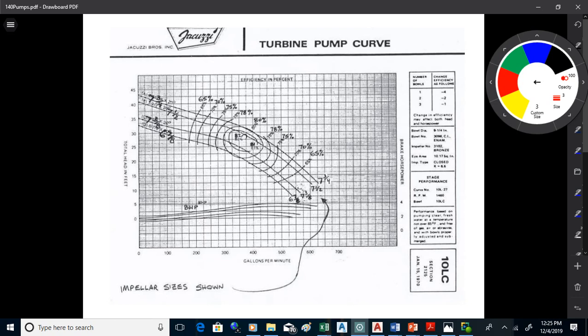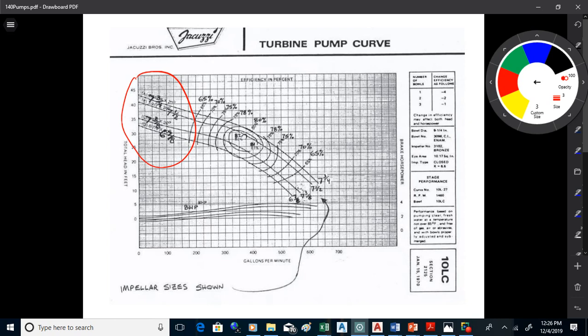And the way this works is you can buy a pump and put 4 different impellers in it. The impellers have different sizes, and they're over there on the upper left. The biggest impeller you can get is 7 3/4 inch diameter, and the smallest is 6 7/8. So they put all 4 of those on the curve. So this is actually 4 pump curves. That's one thing to know about this.